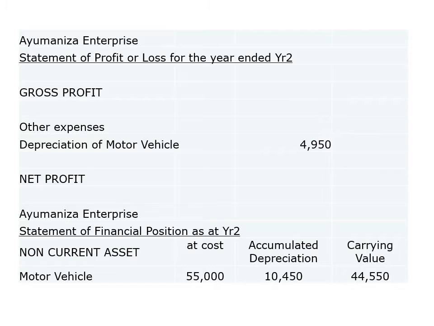The statement of profit or loss will be charged depreciation of motor vehicles. It's no longer 5,500, but reduced to 4,950. And also in your statement of financial position at year 2, you can see motor vehicle at cost 55,000, and the accumulated depreciation becomes less than if you use the straight line method. So the accumulated depreciation is 10,450, and the carrying value would be more than if you use the straight line method.